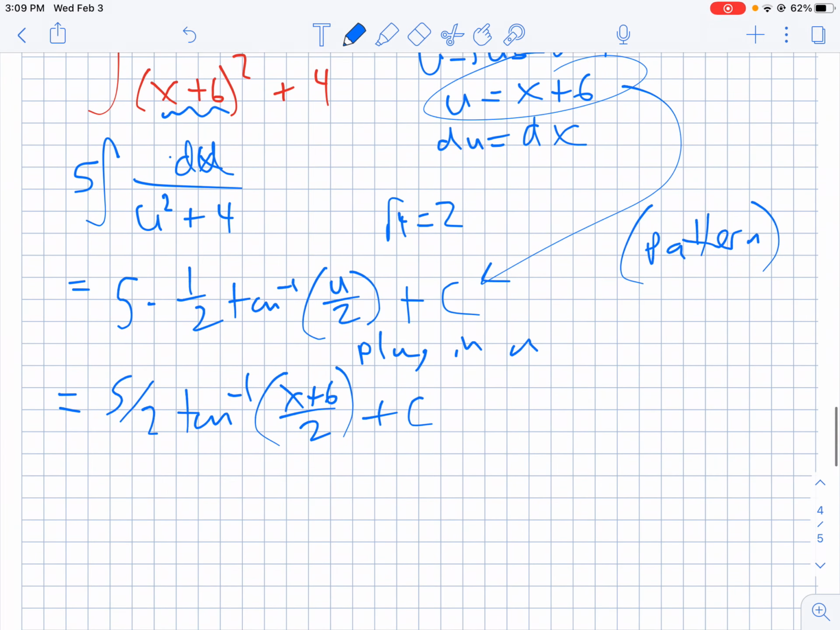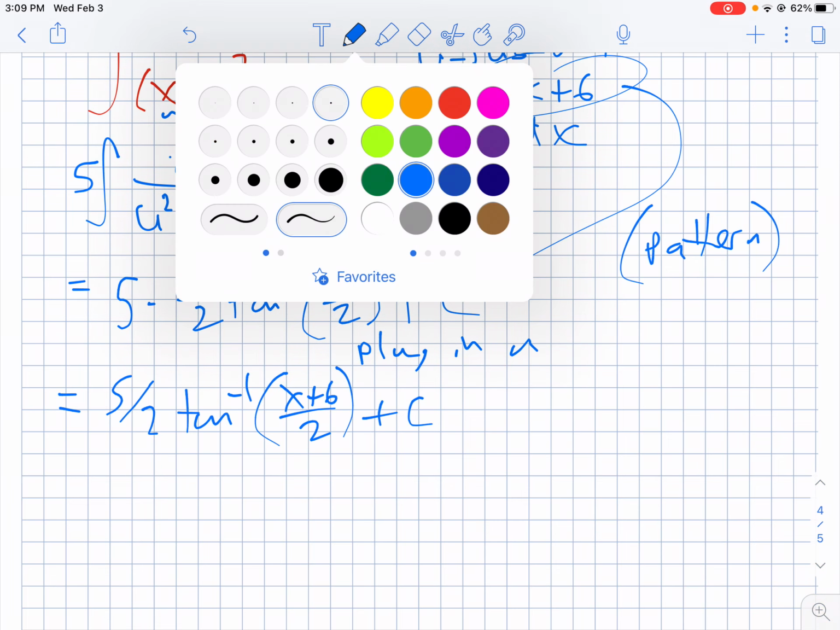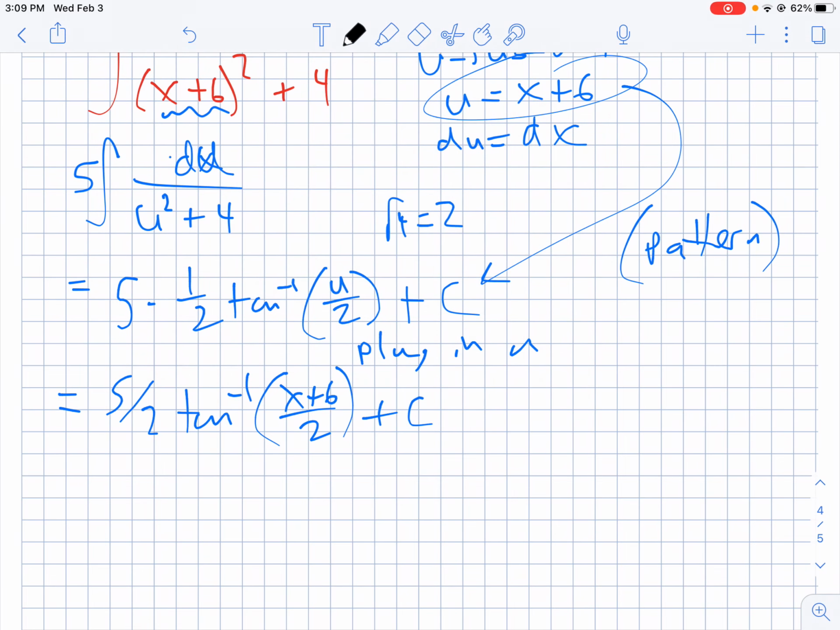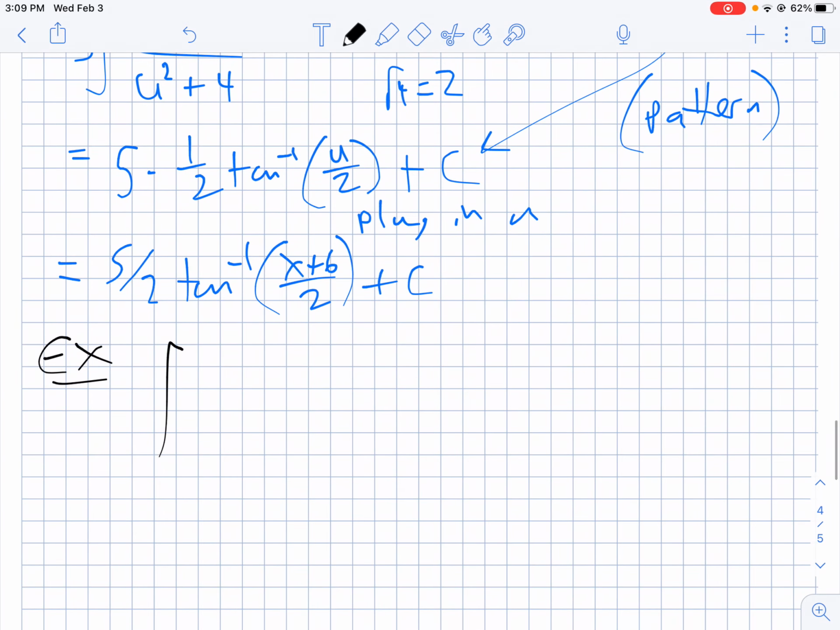Okay, cool. So I know it's not the most beautiful strategy, but that's how you deal with this type of problem by completing the square and getting something related to inverse tangent. Okay, so in the next example, let's say we have, for example, 6 dx over 3x squared plus 6x plus 30.